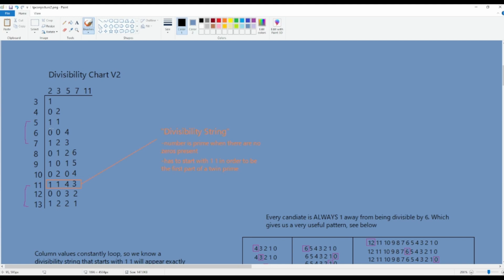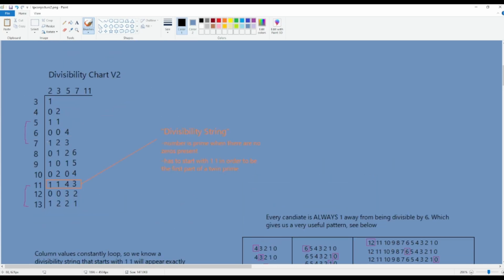And what about the third column? Or, excuse me, the second column, the 3. It can be a 2, a 1, or a 0. Zeros are no good. It means that the number itself is not prime. And a 2 is also no good, because it means the number 2 away is not prime. So the only way you can start a twin prime is if the divisibility string starts with a 1 and a 1. And what we care about after that is if any of the columns show a 0 or a 2, for the same reasons I just explained. A 0 would mean it's not prime, and a 2 would mean the number 2 away is not prime.